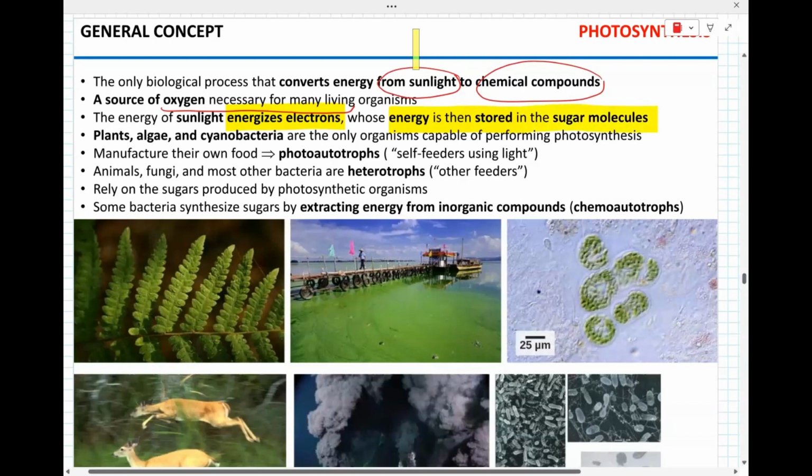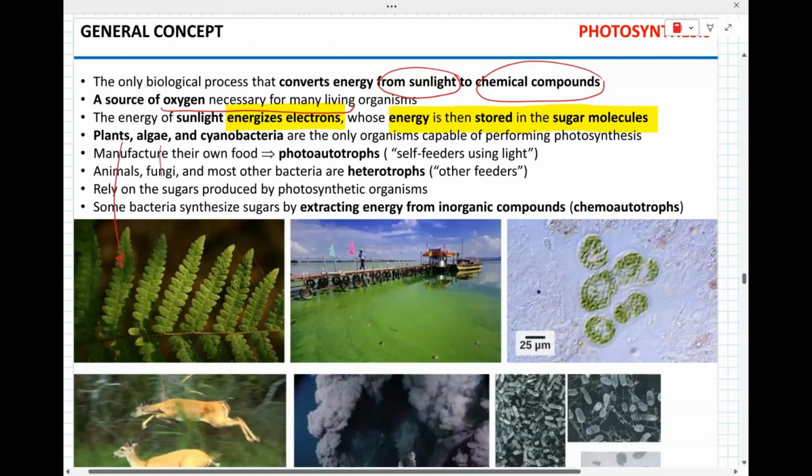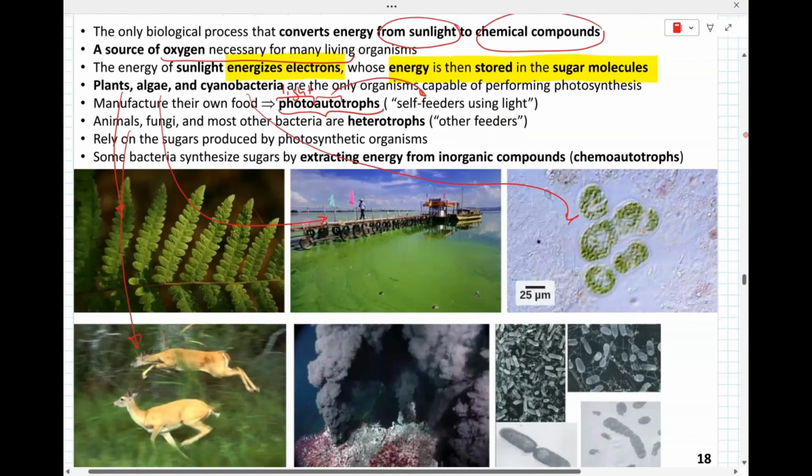The organisms that can carry out photosynthesis include plants, algae, and cyanobacteria, which are called photoautotrophs. So photo refers to light, auto refers to self-feeders. They produce organic compounds from inorganic. On the other hand, animals and fungi and the overwhelming majority of protozoa and other organisms are heterotrophic. In other words, they consume organics produced by autotrophs.